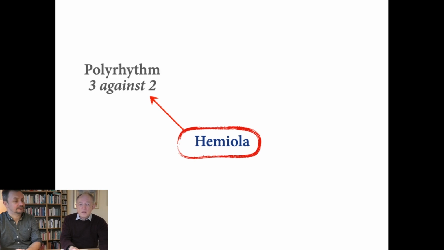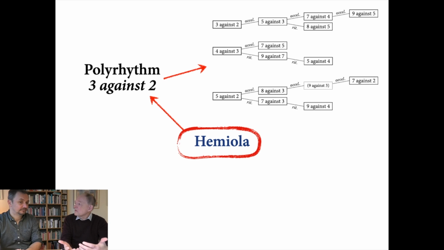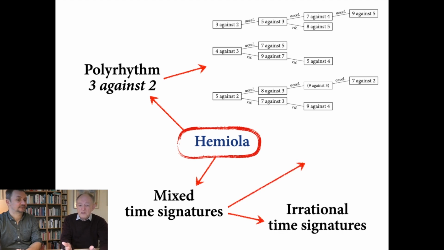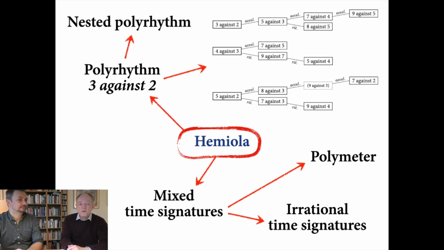If we have the hemiola here as a base, as you say, we have the polyrhythm 3 against 2. We can also derive from this a lot of other polyrhythmic things. We can have mixed time signatures. From this we can go to the irrational time signatures and the polymeter. From the polyrhythm 3 against 2 we can have nested polyrhythm. And you see there's a little blank space here to the left. Maybe we can write metric modulations here.